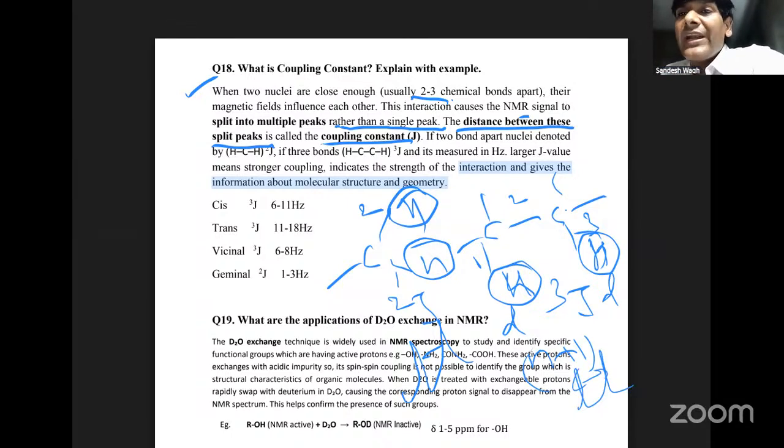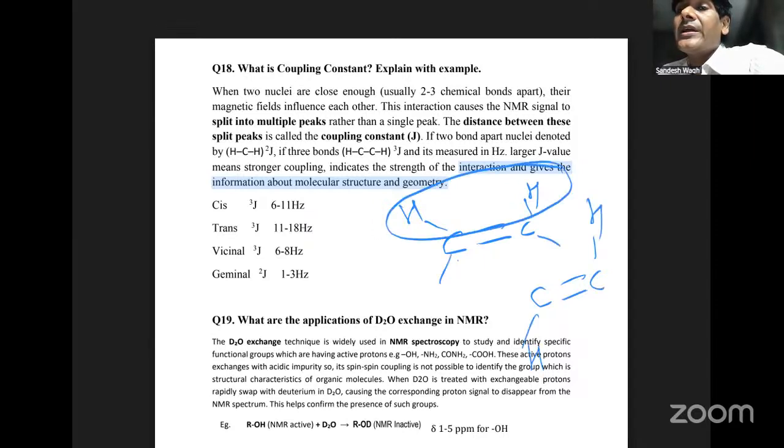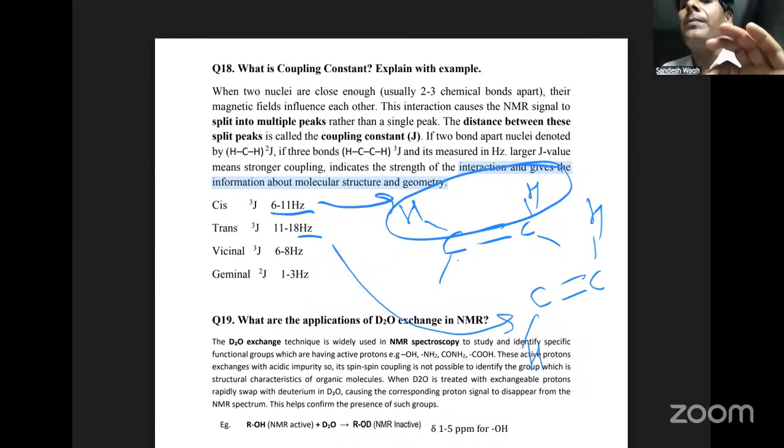So if you read now, you will understand what is coupling constant. Now for the cis and trans, this is a great application in NMR spectroscopy. You can easily distinguish between a cis and trans geometry of the proton. Suppose we have cis geometry, their coupling constant will be lesser than the trans one. So you can easily distinguish between the cis and trans, and this becomes one of the applications in NMR spectroscopy to identify cis and trans isomers.